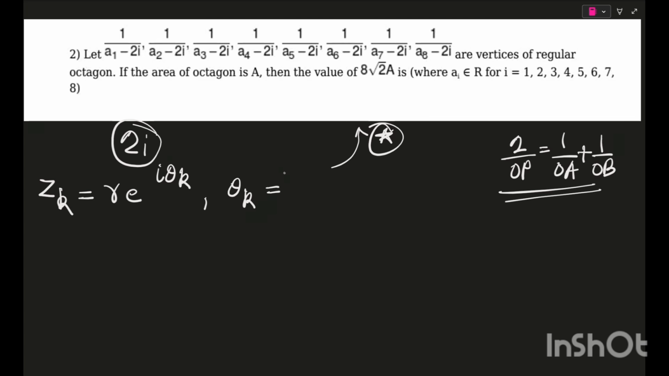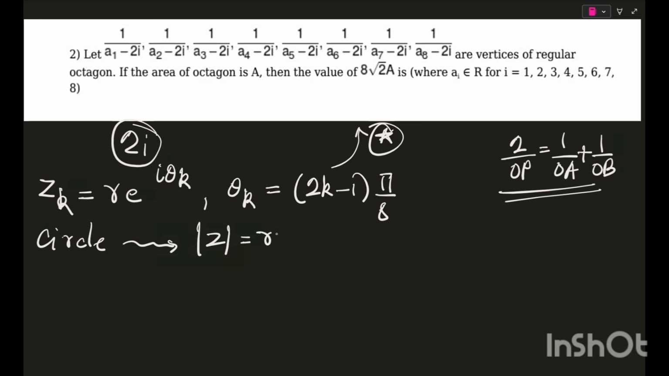If you can't figure this out, you are really in bad condition. Theta k will be (2k minus 1) times pi by 8, for k equals 1, 2, 3, 4 up till 8. This has nothing to do with complex numbers. This is everything that you have learned in your class 10th boards, polygon internal angles, nothing else. So the vertices will obviously lie on a circle. And what will be the equation of that circle? Mod z is equal to r, a circle with center at origin such that the circle has a radius r.